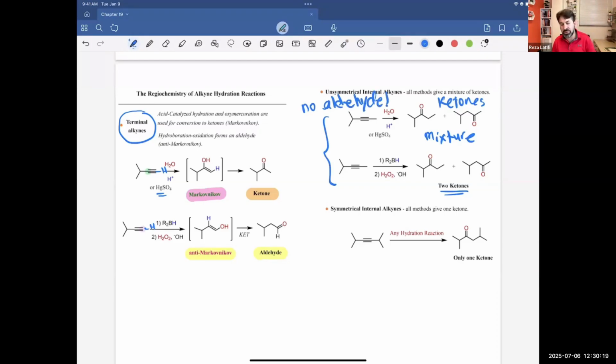Now, what will happen if it's asymmetrical? Still no aldehyde, but we will get only one ketone. That's an important point that you really need to remember whenever you face such a question. A terminal alkyne might give you an aldehyde if you start with boron compounds. A terminal alkyne can also give you a ketone, so both ketone and aldehyde are possible for it. But when you are using an internal alkyne, you only get a ketone and no aldehyde at all.